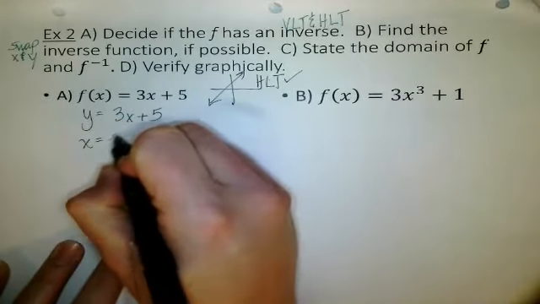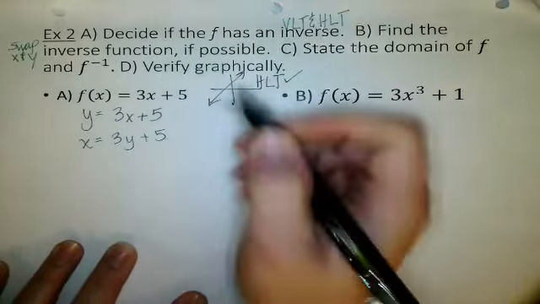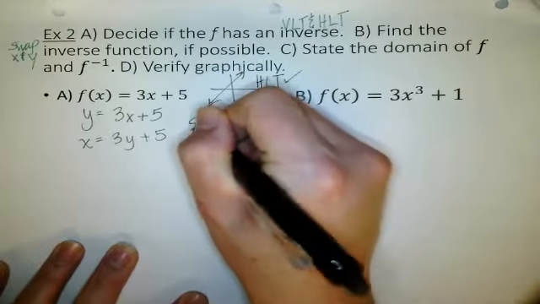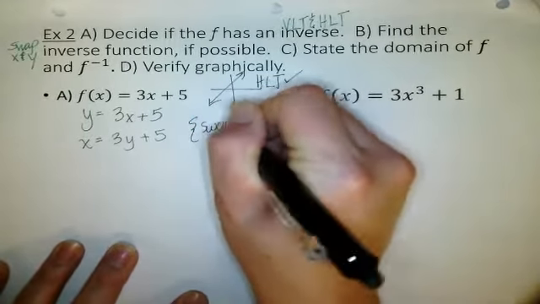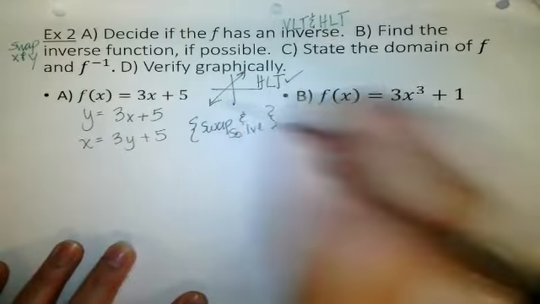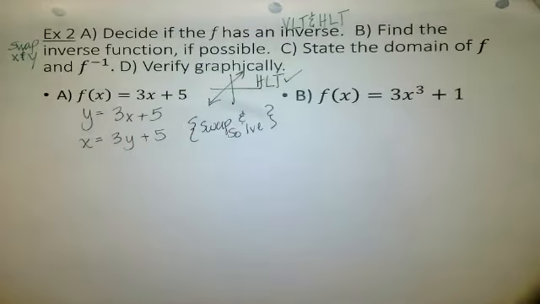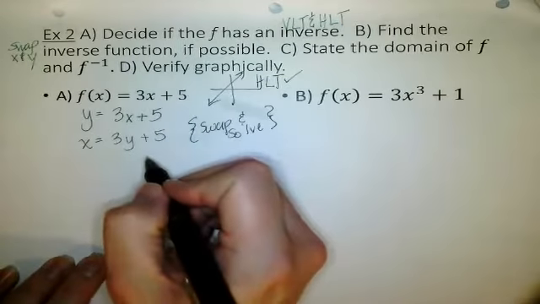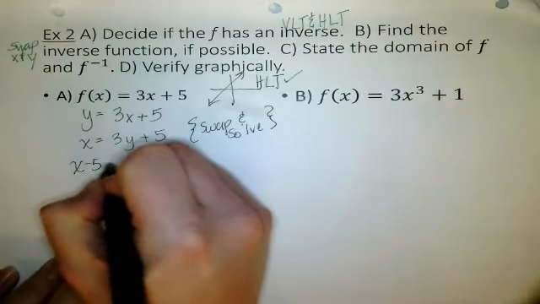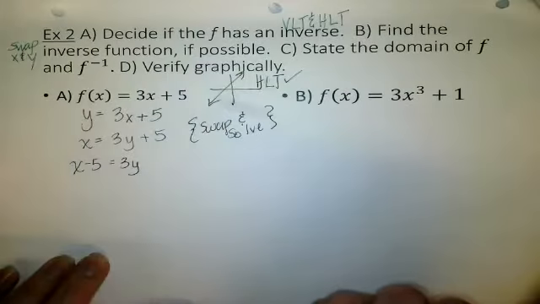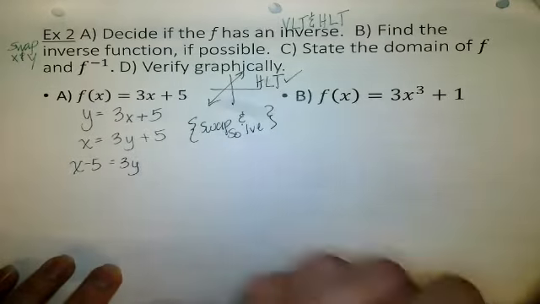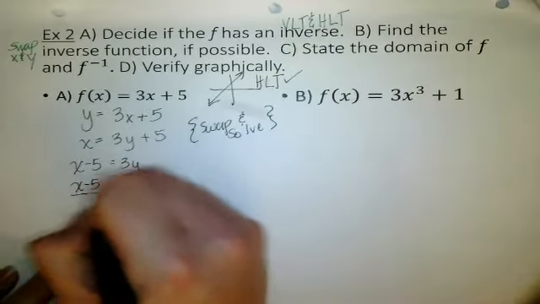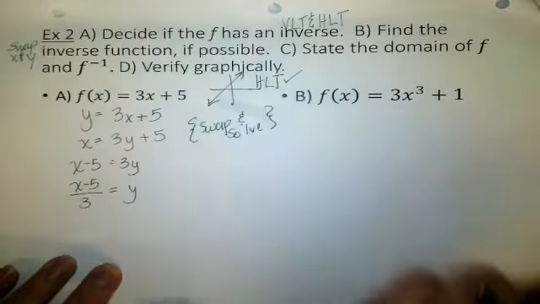So we're going to write x equals 3y plus 5. Swap and solve. That is the instruction for finding an inverse. We want to solve for the new y. How do we isolate y? Subtract 5. x minus 5 equals 3y. And then divide by 3. So x minus 5 divided by 3 is y.